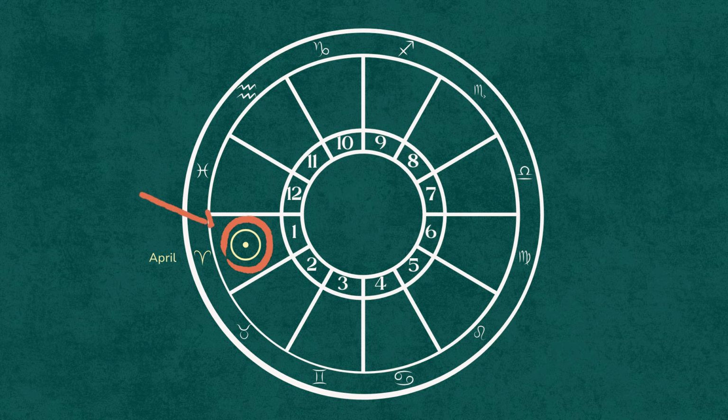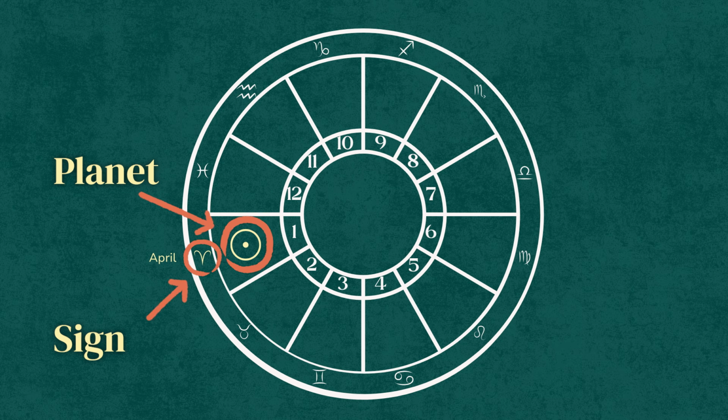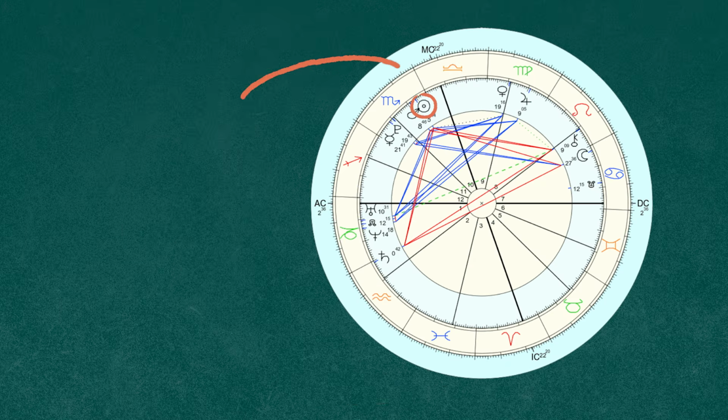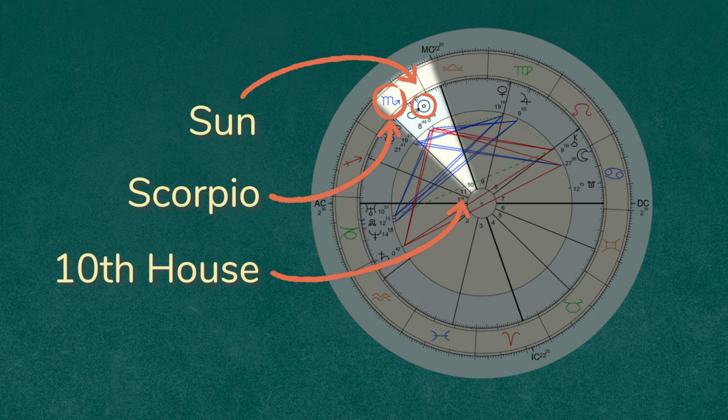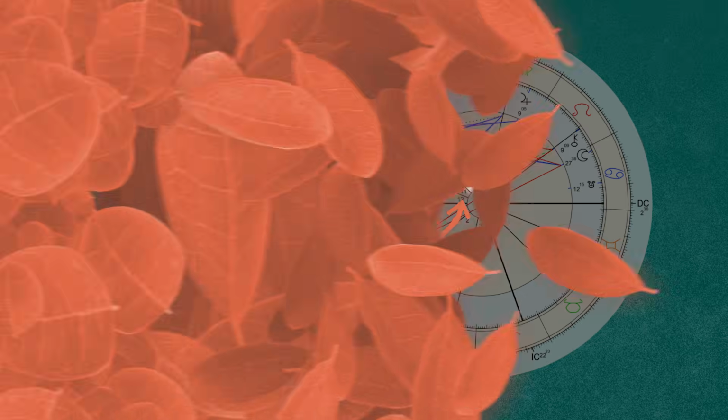You look at the planet that you want to study, let's say the sun. Then you look at the sign that it is in, as well as the house number. So for example, here is my sun in Scorpio in the 10th house. Once you know how to pinpoint your placements, you're ready for interpretation.